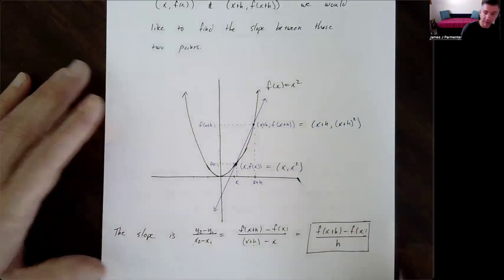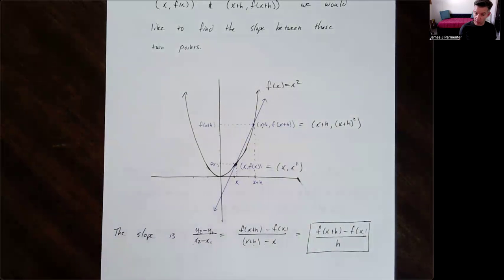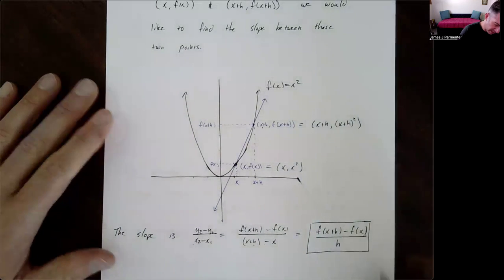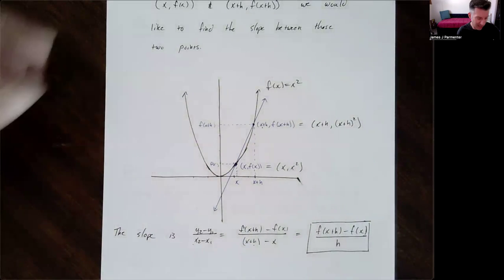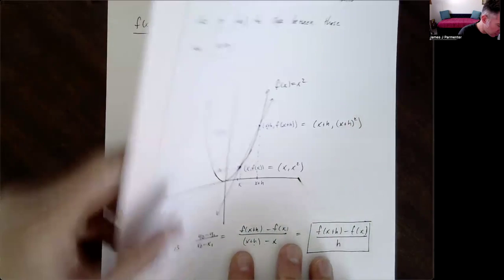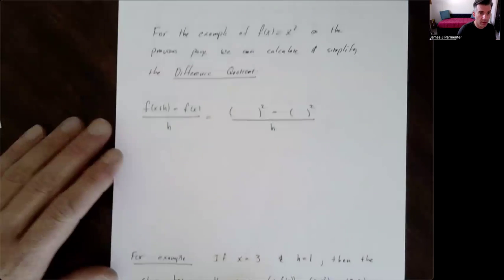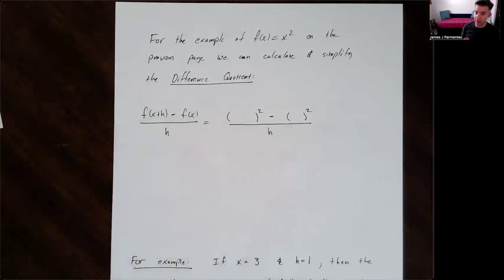So whenever someone says find the difference quotient of a function, the idea is to always find f of x plus h minus f of x divided by h, and then to simplify as much as possible. For the example we just looked at, f of x equal to x squared, we can calculate and simplify the difference quotient by doing the following.